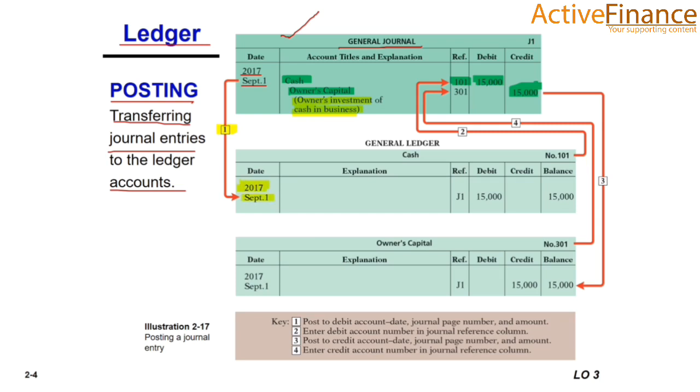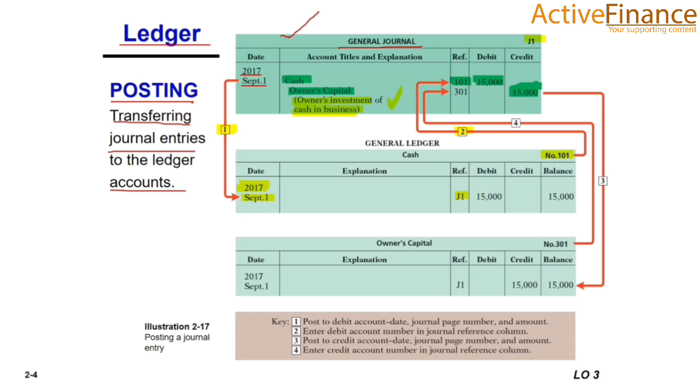We will first of all provide the date, and then in the second step we will provide the reference number. So we have completed the two steps. If you have mentioned here the explanation of the transaction, then there is no need to mention it again. In reference we will provide the journal number, so it is journal 1.